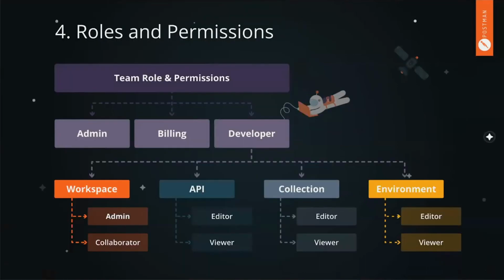All right, so I want to talk about roles and permissions. So once you've added your teammates and there's content in your team workspaces, you'll need to configure access to it. Postman uses role-based access control to limit access to team resources, such as team settings and billing information. You can assign 3 roles to team members: admin, which can manage team members and team settings; billing, which can manage team plan and payments; and developer, who can access team resources and workspaces.